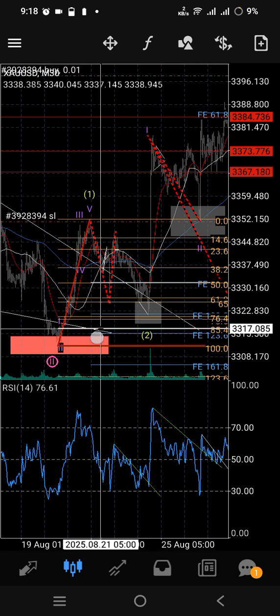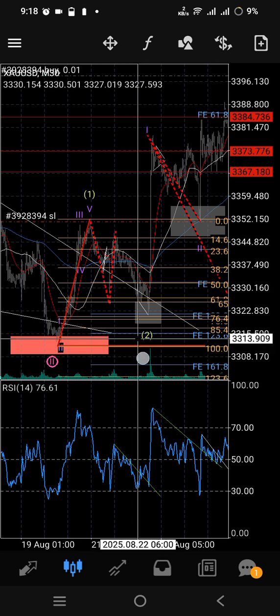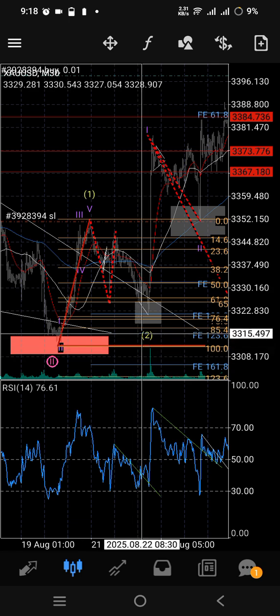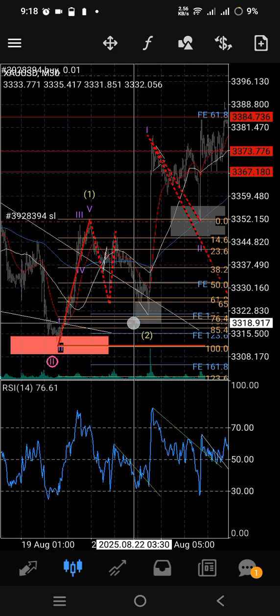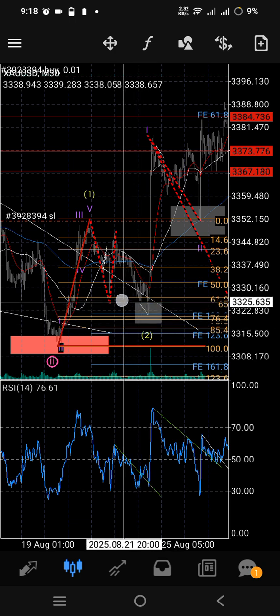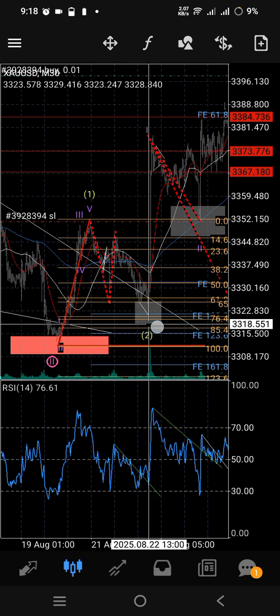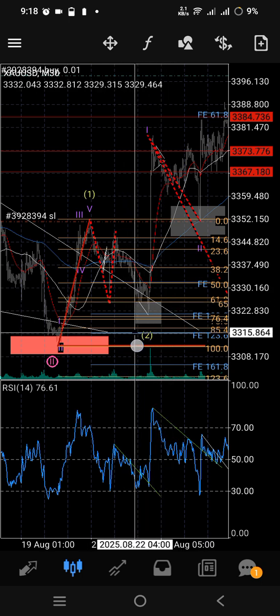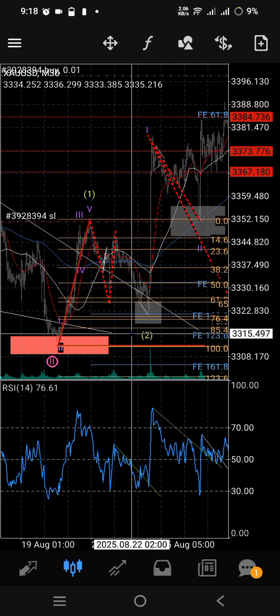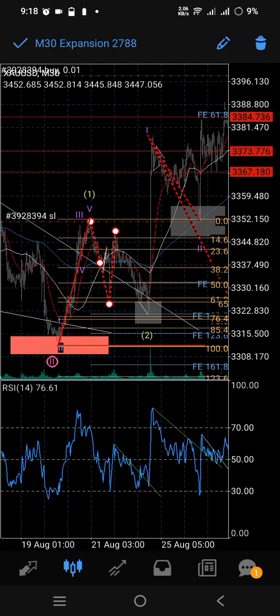then my stop loss would be, if this is the 161, around here below the 85.4 and where the 123 is. So knowing that it would be around the 61.8 level and the 100, I would have placed my buy limit trade here, placed a stop loss around here. But that's something that I would do practice in the future.